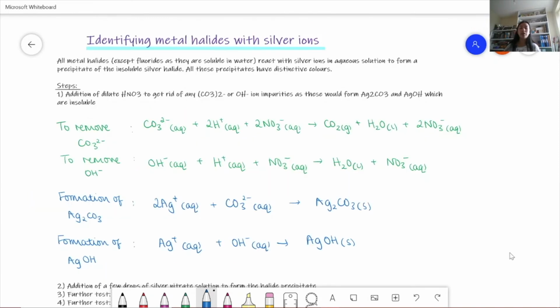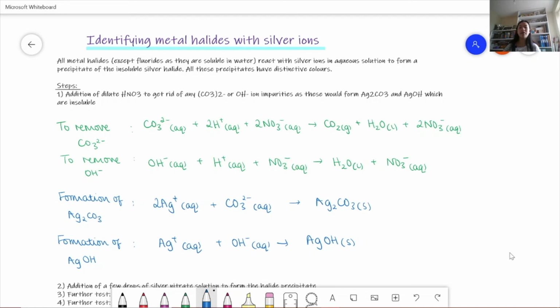We can use aqueous silver ions to identify metal halide ions, which are aqueous. So these metal halides all react with silver ions in aqueous solution, except fluorides because they're soluble in water. And these all form a precipitate of the insoluble silver halide. All these precipitates have distinctive colours, so we can tell which halide is present. The first thing we do is add some dilute nitric acid, and this gets rid of any carbonate ions or hydroxide ions, which would form silver carbonate and silver hydroxide, which are both insoluble.